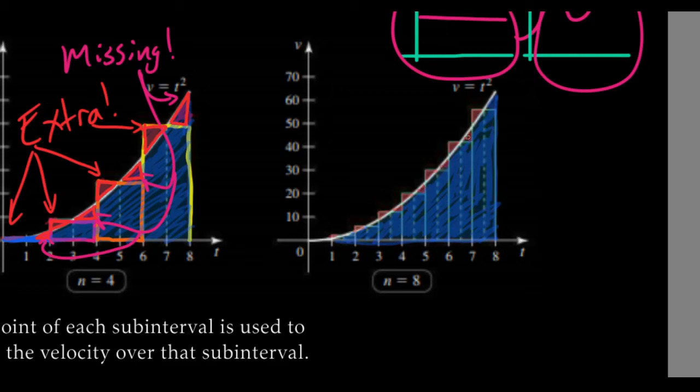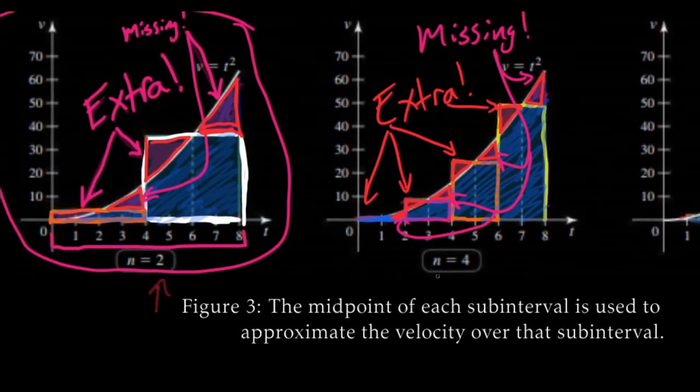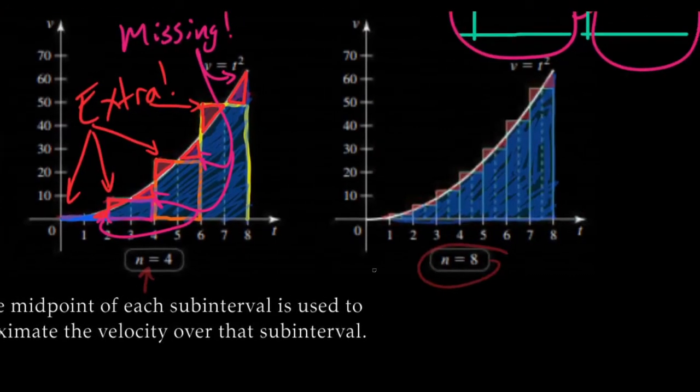So, I'm just highlighting the chunks that are missing and the chunks that are extra. And as you can see, over time, it looks like we're sort of getting closer and closer to a pretty good approximation. I just went from 2 to 4 to 8 intervals. And by 8, this is pretty good.